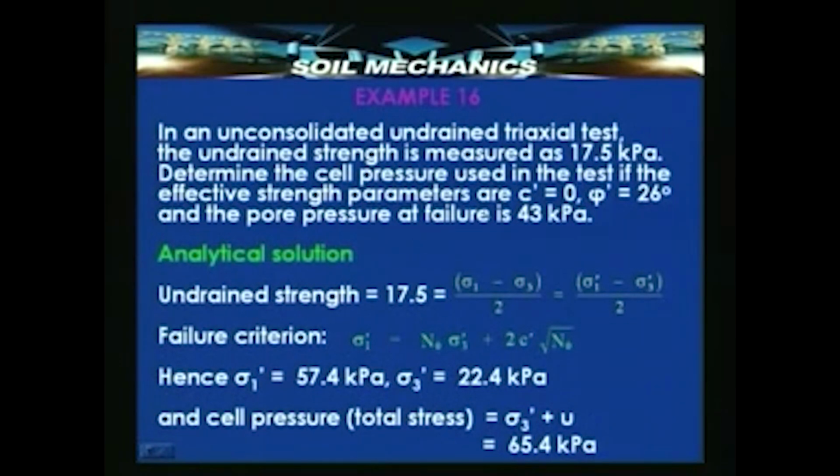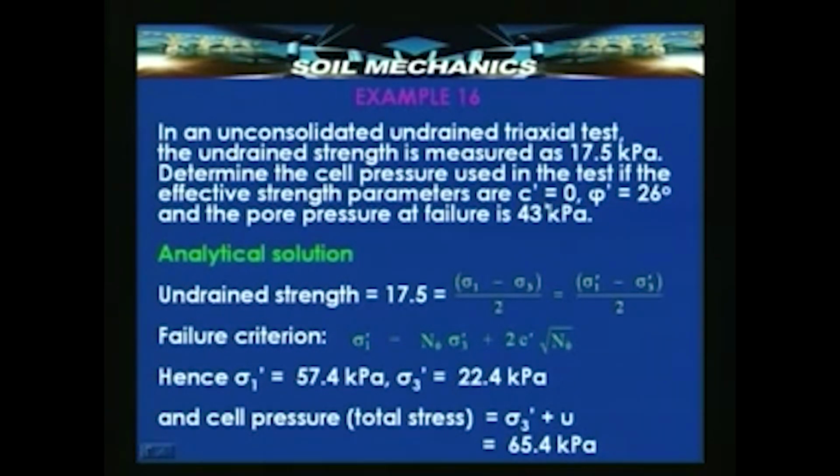The next test is again an unconsolidated undrained test. Here we have the total strength measured as 17.5 kilopascals, and the cell pressure used, if the effective strength parameters are C dash equal to 0, phi dash equal to 26 degrees and the pore pressure equal to 43 kilopascals, what would be the cell pressure? We know the undrained strength must be equal to sigma 1 minus sigma 3 by 2 or sigma 1 dash minus sigma 3 dash by 2, both are equal.